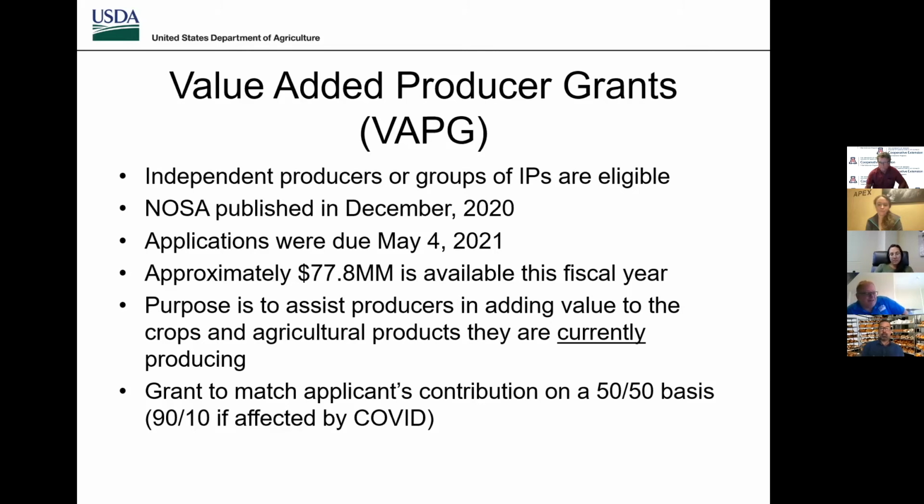Normally in the program, the grant is to match the applicant's contribution on a 50-50 basis. But we're seeing this year that if you can show that your operation was affected by the COVID pandemic, the grant is 90% of the project, and the independent producer or groups of independent producers will have to contribute 10%.